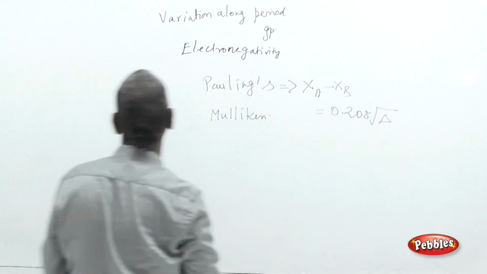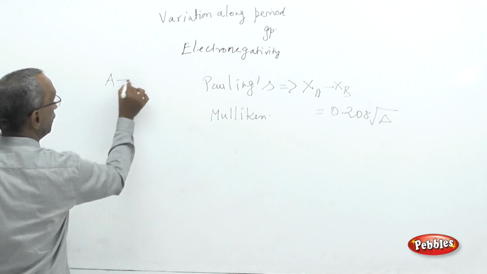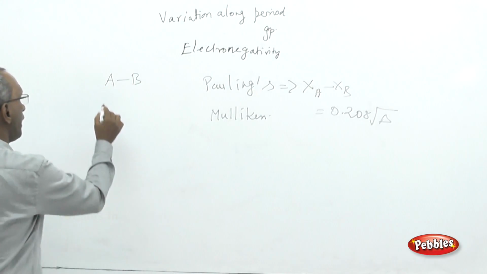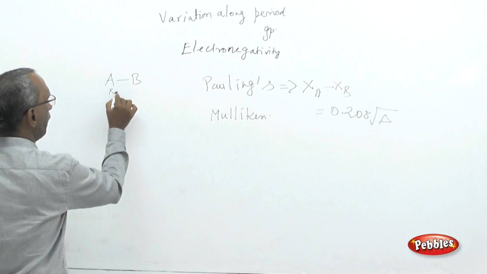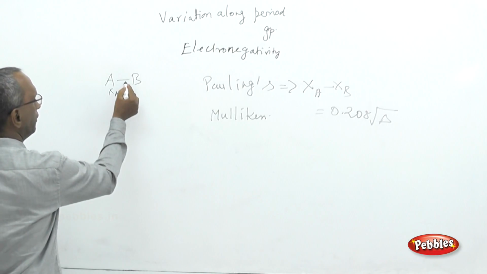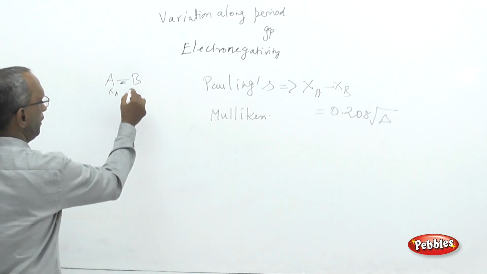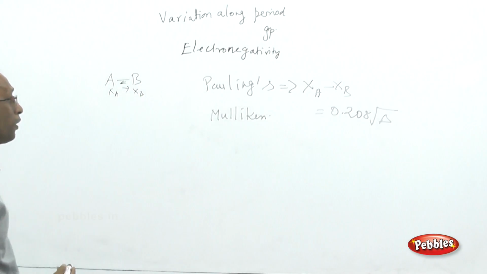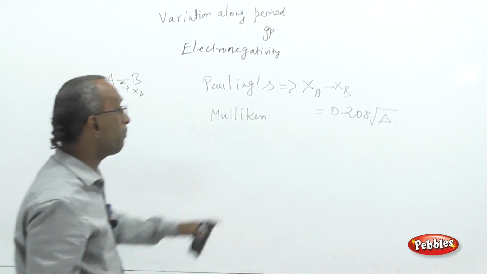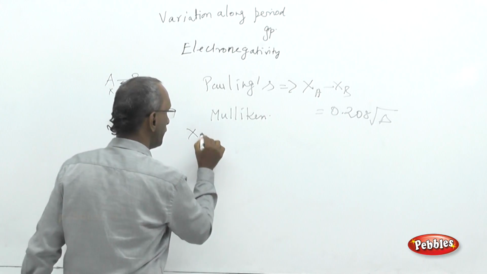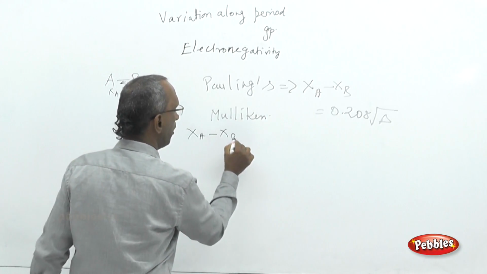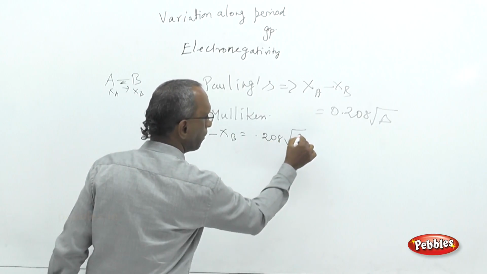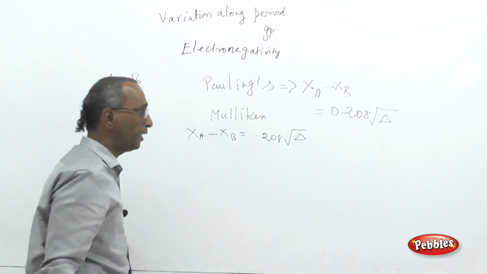Let us consider any covalent compound between A and B. Xa means the power of attraction of A to attract the electron pair towards it. Xb is the power of attraction of B to attract the central electron pair towards it. So Xa minus Xb is given by an empirical formula, 0.208 delta.